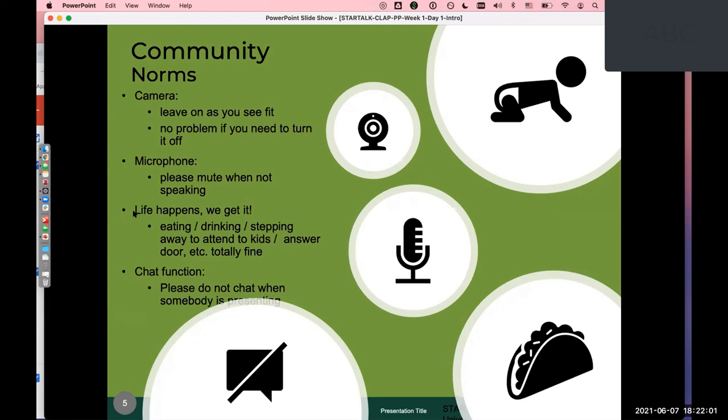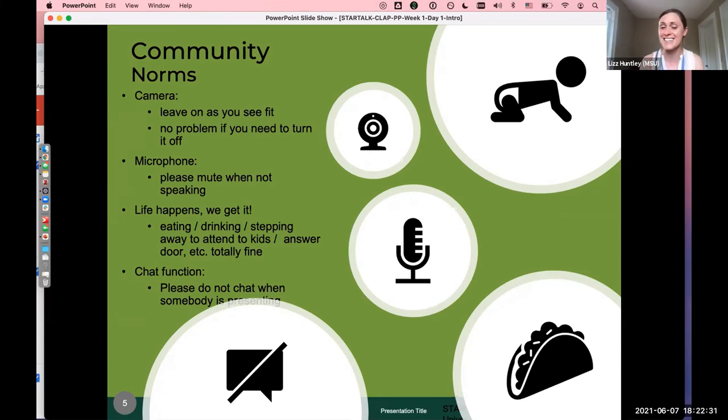Fourth bullet point, life happens. We get it. All of us this year have experienced a collapse of our work worlds and our home lives as we have to work from home. And of course, that comes with all these other demands of things that we wouldn't have done if we were in an office. So, you know, if you need to step away to answer the door, attend to your kids, anything that might come up, please don't worry about it. Go ahead and do it.